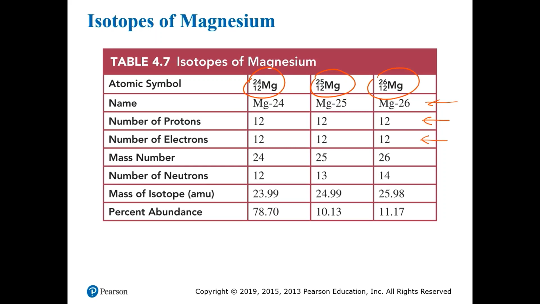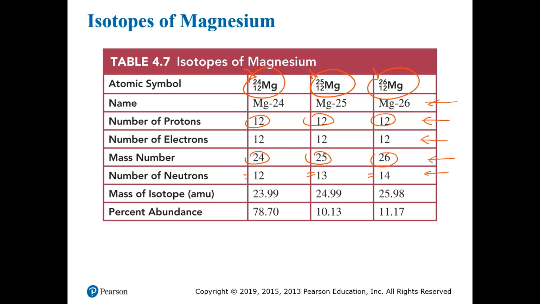It shows us in the symbol the mass numbers, the number up top, 24, 25, and 26. That's where the mass number comes from. And then again, the number of neutrons is just the mass number minus the number of protons. So 24 minus 12 equals 12. 25 minus 12 equals 13, and 26 minus 12 equals 14. So that's how you get the number of neutrons again.